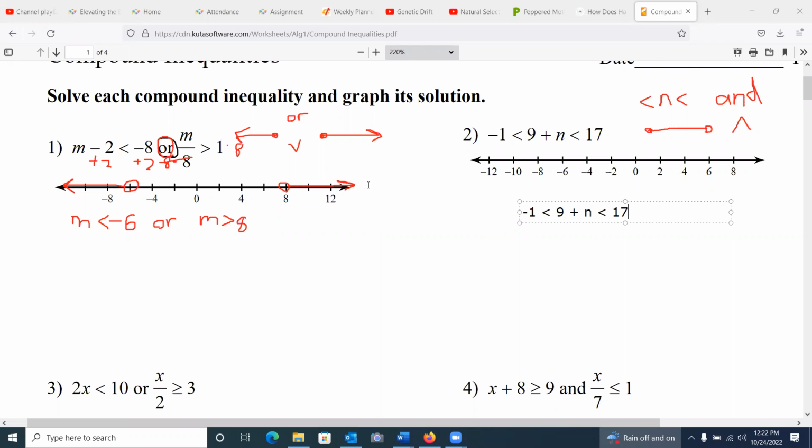In this one, this really works as like one big inequality. Even though there are two inequality signs, whatever I do to get n alone, I do that to everything. Right now, n is being added to 9, or we could think of it the other way around: 9 is being added to n. I'm going to get rid of that 9 by doing minus 9, and I'm going to do that to all three parts: minus 9 in the middle, minus 9 on the left, minus 9 on the right. So the 9 is gone. I'm left with n.